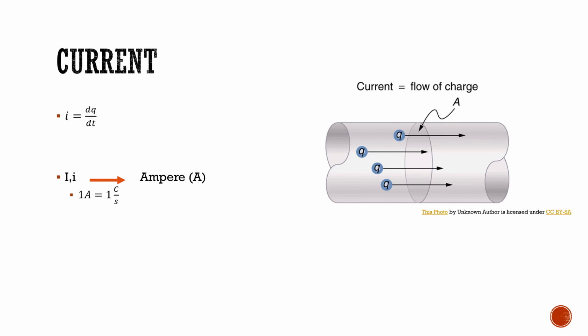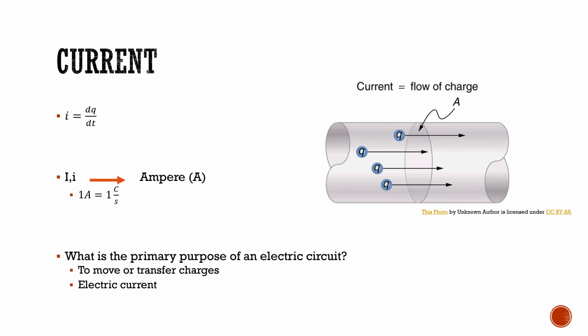The SI unit of electric current is named in honor of the French scientist André-Marie Ampère. We label current with a capital I or a lowercase i. Although current is made up of discrete moving electrons, we do not need to consider them individually because of the enormous number of them. Rather, we can think of electrons and their corresponding charge as one smoothly flowing entity, so i is a continuous variable. So, the primary purpose of an electric circuit is to move charges, and this movement of charges is what we call electric current.